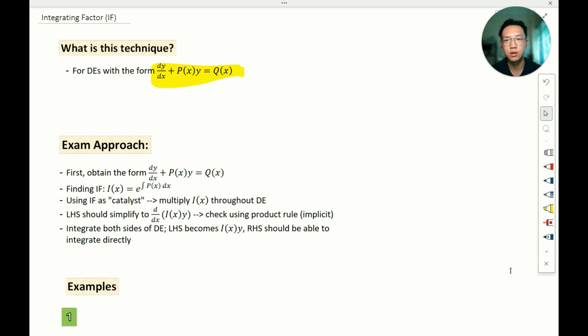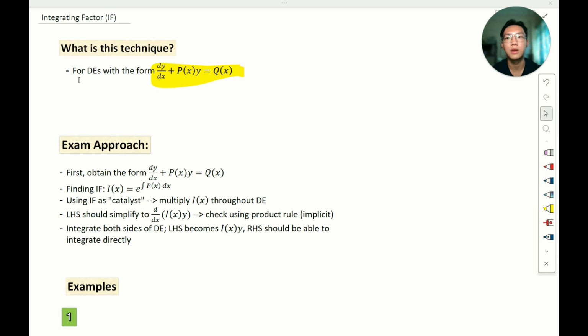Because it's added to a function in x multiplied to y, that's already quite difficult to integrate directly. And secondly, it's added to a dy/dx on the left hand side, so it makes things more difficult to separate. Right? So that's when you need to use integrating factor.